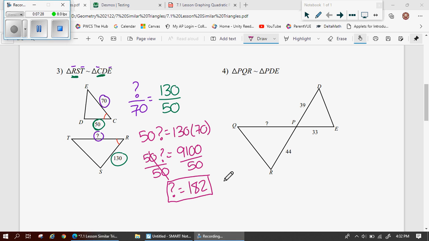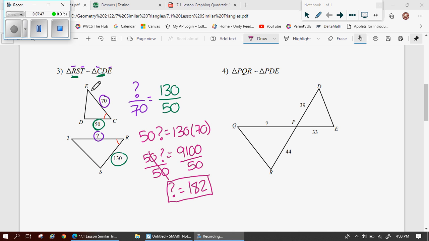So when I finish solving this, I end up finding that my missing side is 182. That seems really big, but when I go back and I look at this triangle, one of the sides was 130. And if you look, this one looks like it's longer. We're not 100% sure, but 182 would seem to make sense.